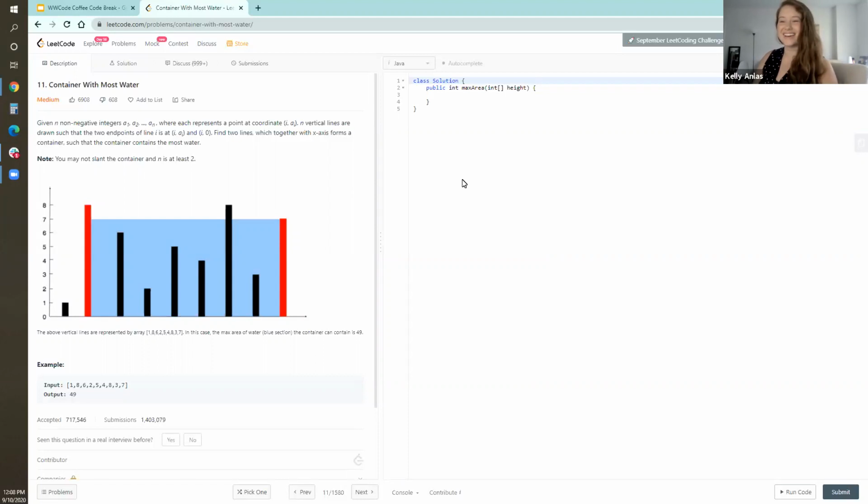Very cool. Thanks, Danielle. All right, so let's read through this question. Given n non-negative integers, a1, a2 through an, where each represents a point at coordinate (i, ai), n vertical lines are drawn such that the two endpoints of line i are at (i, ai) and (i, 0). Find two lines which together with the x-axis form a container, such that the container contains the most water. You can't slant the container, and n is at least 2.